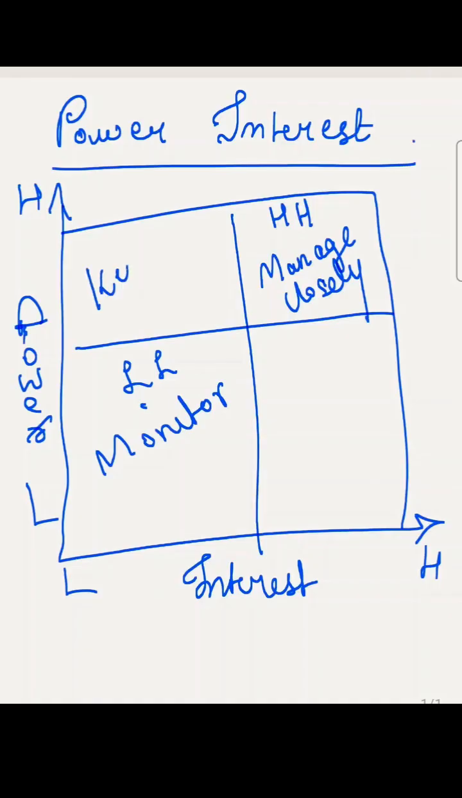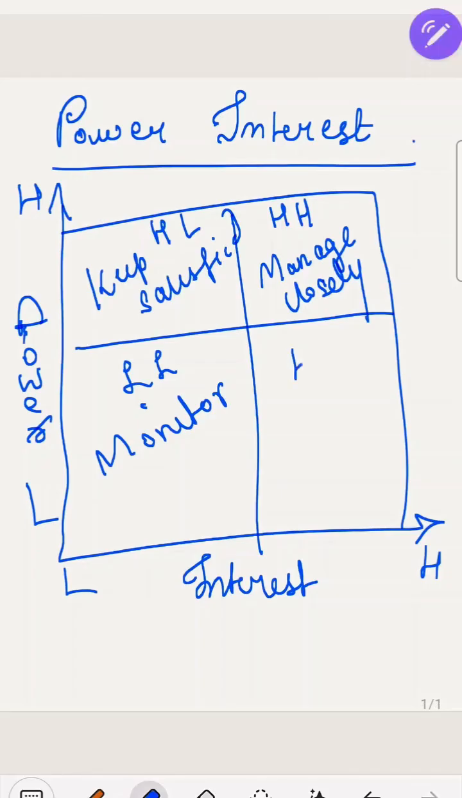High power, low interest. We need to keep the stakeholders in this quadrant satisfied. These stakeholders have a lot of influence but may not be highly interested because they have low interest, and they may not be interested in the day-to-day details of the project. It's important to keep these stakeholders satisfied to ensure they remain supportive. Regular updates and involving them in major decisions can help maintain their satisfaction.